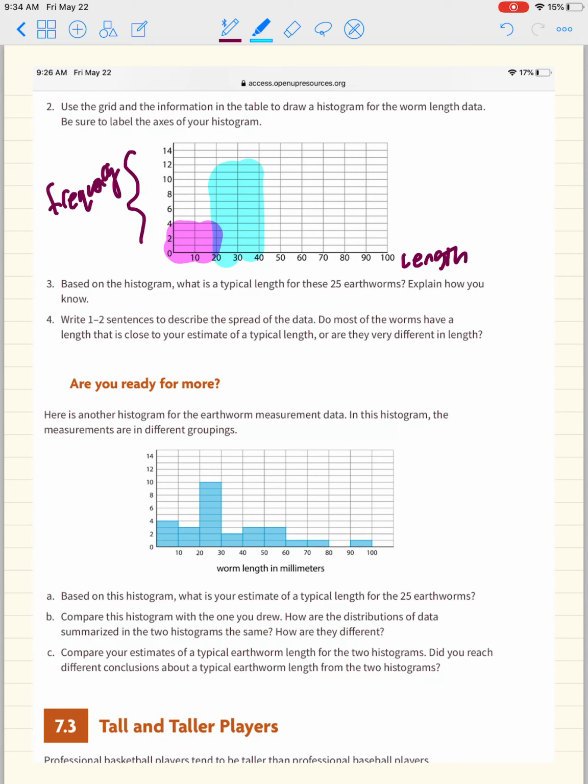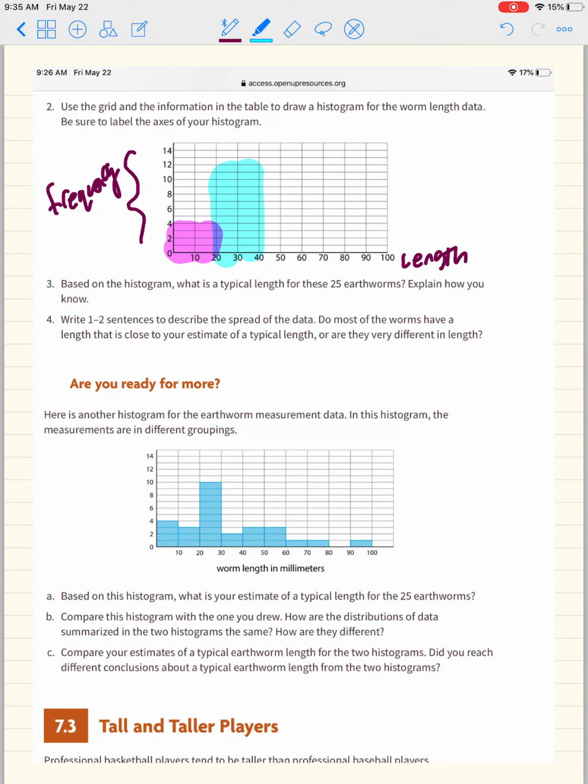It says, based on the histogram, what is a typical length for these 25 earthworms? Explain how you know. So remember, when it asks typical length, it's what is common. And you don't want to necessarily say the one that has the most, but you want it to be somewhere in the middle of your data, somewhere around where there's a lot of answers. So I'm going to let you guys answer that question on your own.